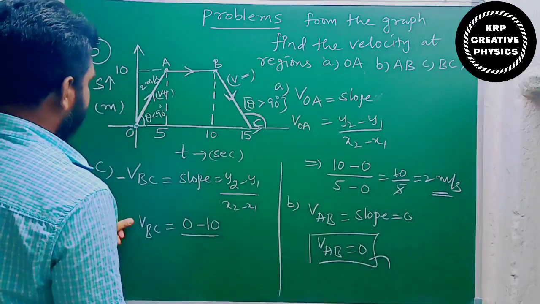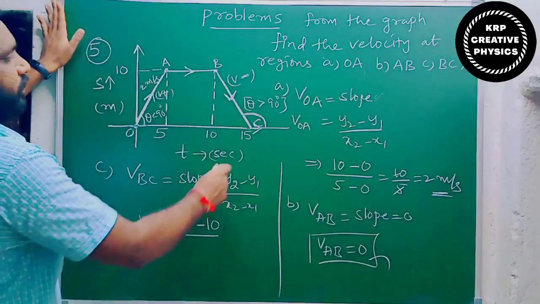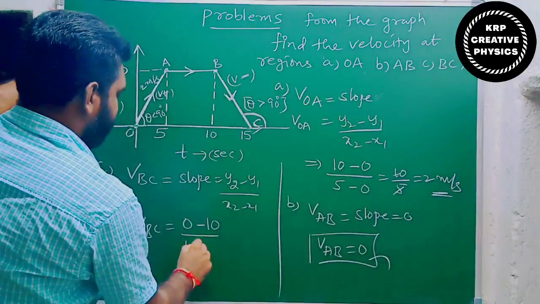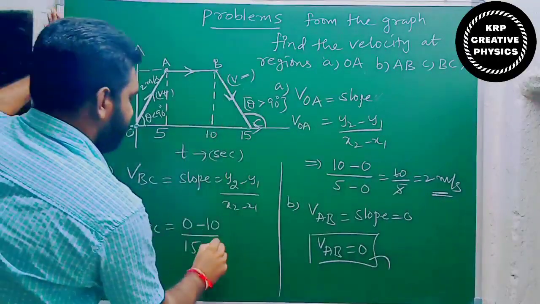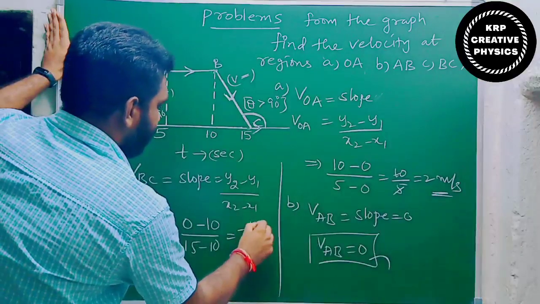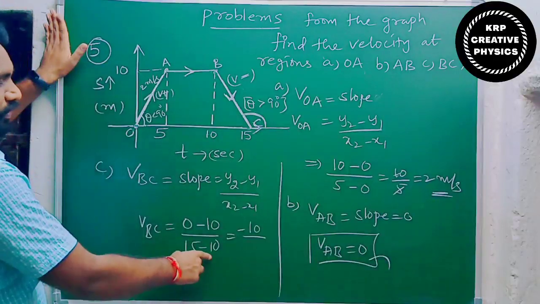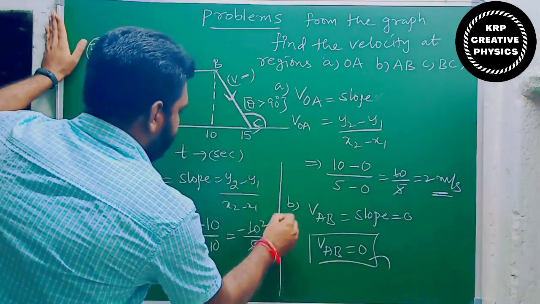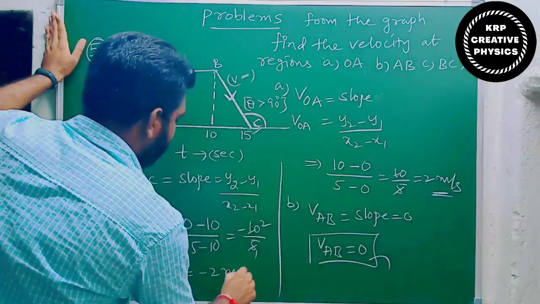So now we need to consider x-axis reading here. First B to C means C is the final reading, 15. Right. So at B what is the corresponding x-axis reading? 10. 15 minus 10. 0 minus 10, minus 10. What is the denominator part here? 15 minus 10, how much here? 5. Minus 10 by 5. Now we got a negative value. So BC equals minus 2 meters per second.